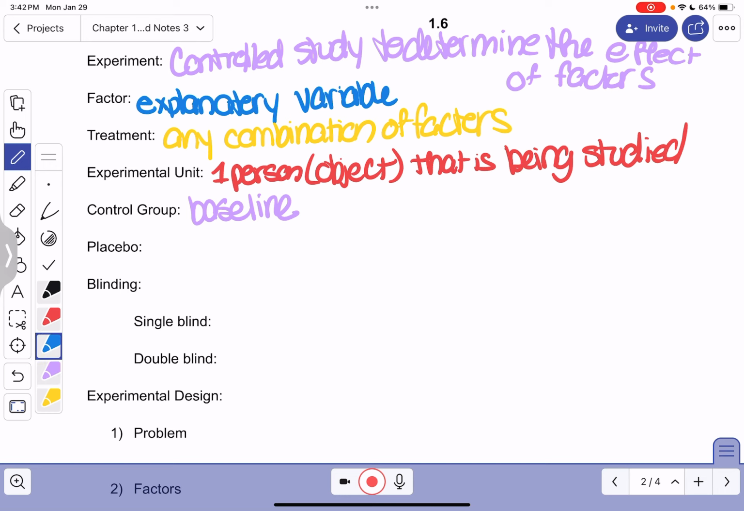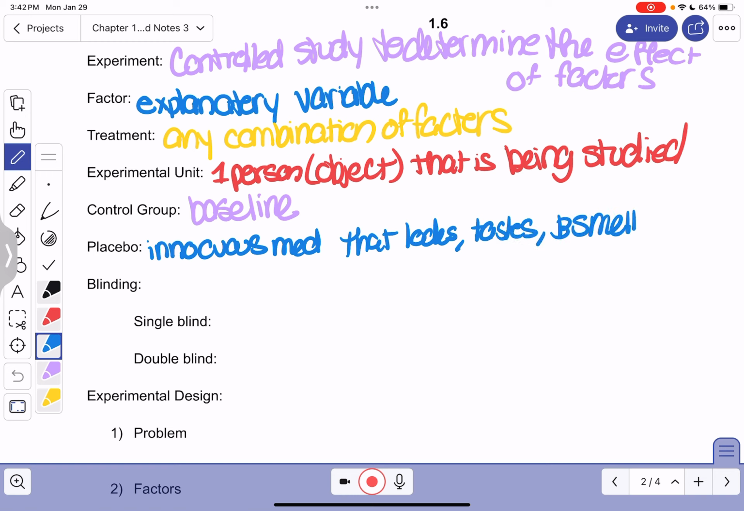Okay, a placebo is an innocuous med that looks, tastes, and smells like the real thing. So innocuous means it just doesn't do anything. It could be a sugar pill. Innocuous just means it doesn't actually have any effect on you. But you want it to look, taste, and smell like the real thing.